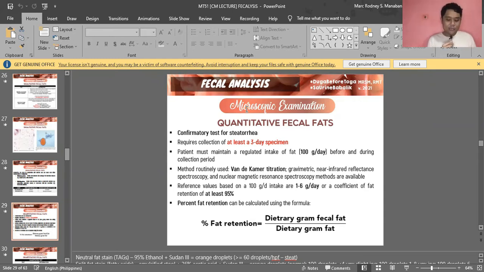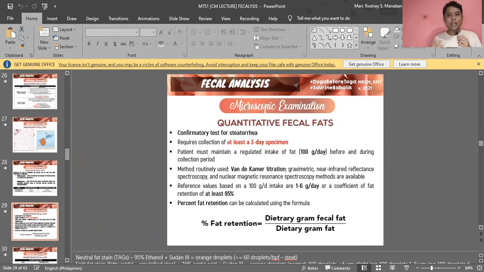So reference values are 1 to 6 grams per day, diba? Of course, that's the normal, or iyahang coefficient of fat retention is at least 95%. And that's the formula for percent fat retention. You measure the gram fecal fat from titration and dietary gram fat based on the food that they eat. So given man na siya sa mga nutrition facts, whatever. And then imong i-compare, imong gaman o percentage. Okay, and dapat 95% siya and above, at least 95%. Okay, and that's the normal. So if below than that, then possibly na ay wrong or na steatorrhea na nahitabo. Okay? Kay percent fat retention man, meaning the amount of fat na imong na-retain sa body.